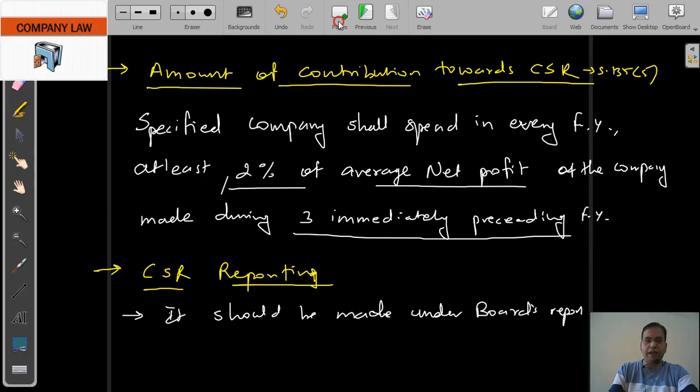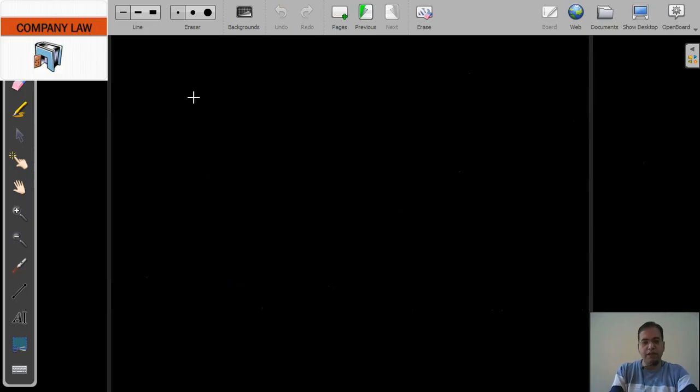And the last: what are the penal provisions or penalties for not undertaking? So what can be the penal provision? The board should disclose it, as per what we have seen. If the company fails to disclose such information, it shall be punishable. The board report should disclose the composition of the CSR committee. If the company fails to spend such amount, the board shall disclose and specify the reasons for it.